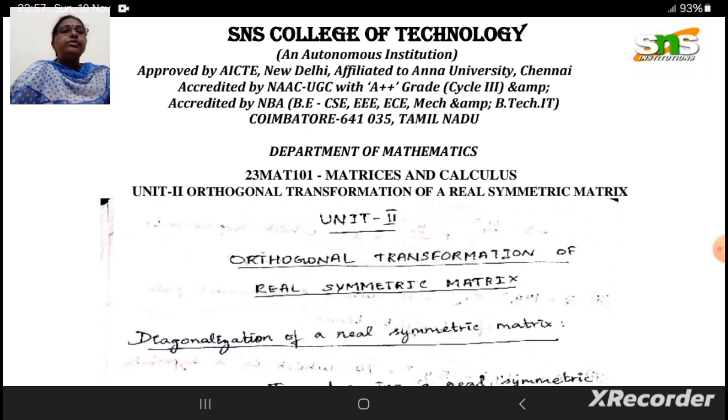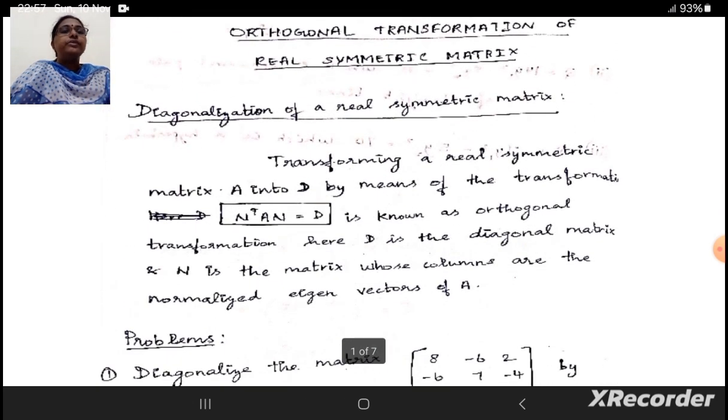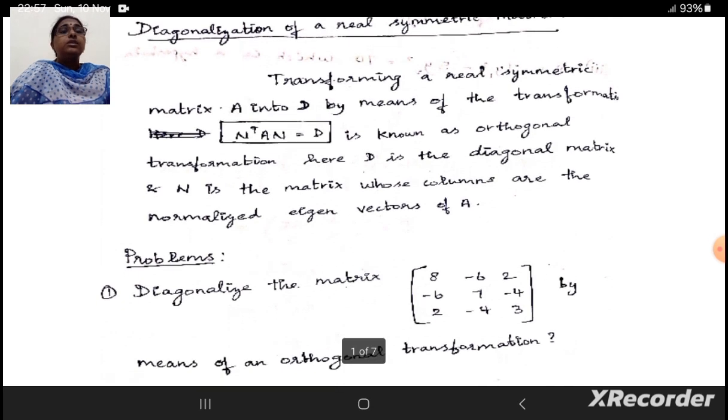Today we are going to discuss the paper Matrices and Calculus. Under this, in Unit 2, we are going to discuss the orthogonal transformation of a real symmetric matrix. The first topic is diagonalization of a real symmetric matrix.